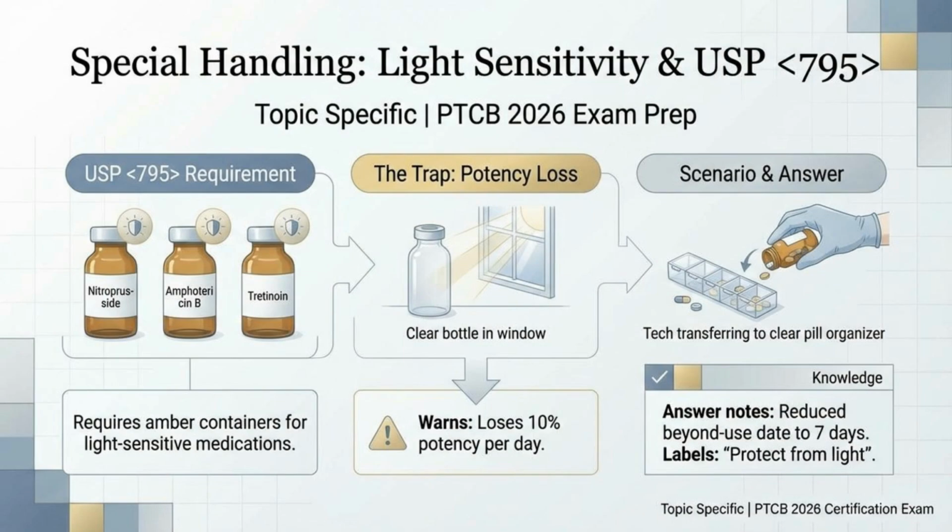USP <795> requires light-sensitive medications, such as nitroprusside, to be stored in amber containers. Exposure to light, like a clear bottle in a window, can lead to potency loss. Transferring these medications to a clear pill organizer reduces the beyond use date to 7 days.